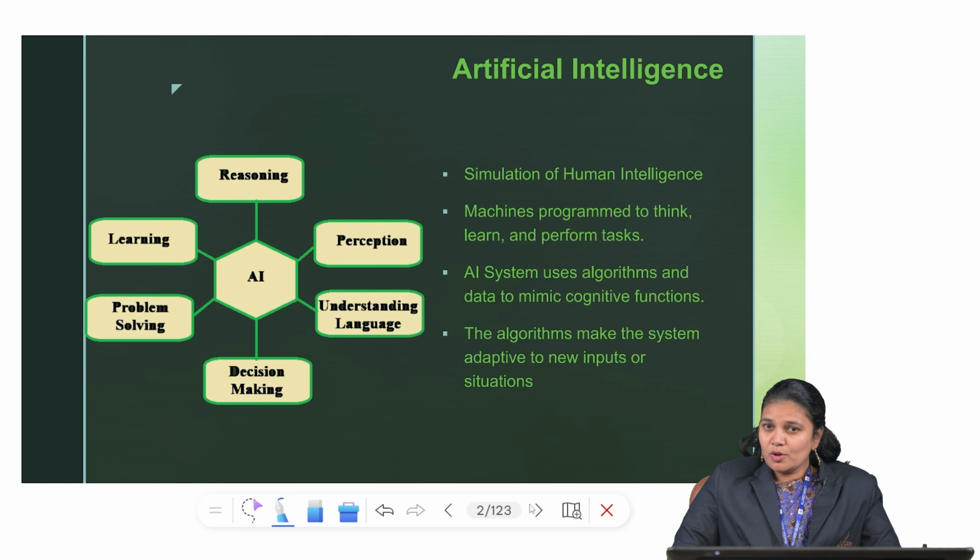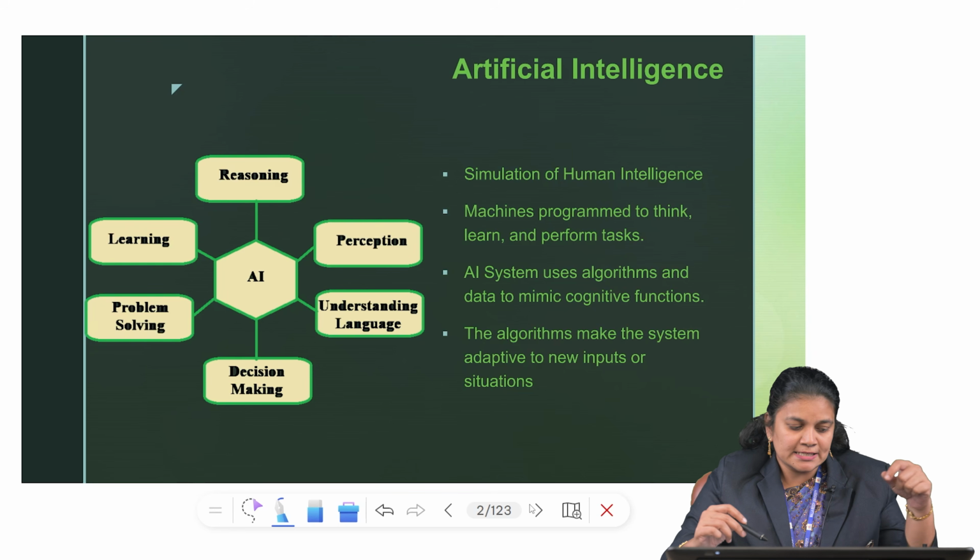The basic building blocks of artificial intelligence are data, algorithms, search techniques, infrastructure, and various machine learning models. So we are going to see about the search techniques, which take the artificial intelligence to the next level. So what is this artificial intelligence?